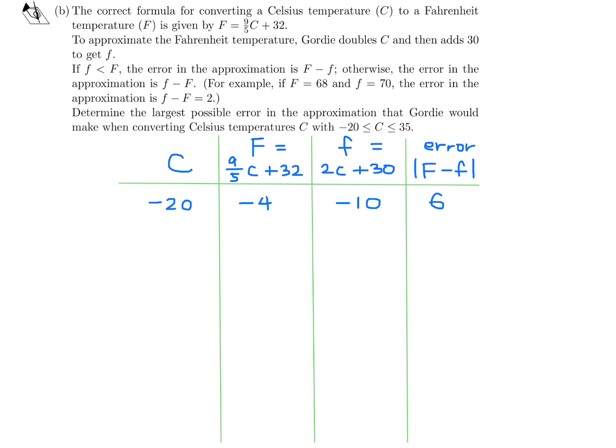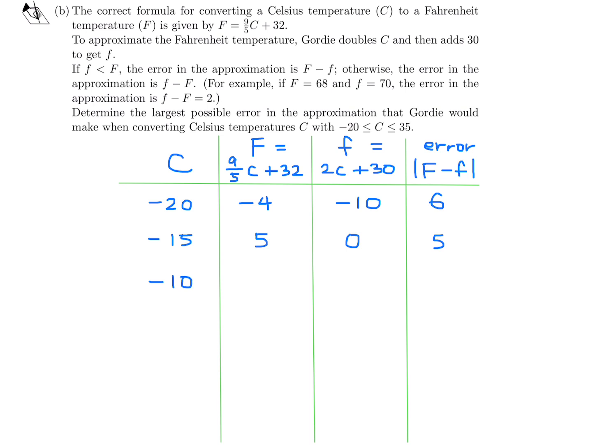So let's keep going. Let's jump a little bit. Instead of doing -19, -18, and all that, let's jump to -15. That gives us an idea of what this is going to look like. So now my big F will be 5, and my small f will be 0. So now my error looks like it is 5. Okay? Don't see much of a pattern yet, but I have to do a few more.